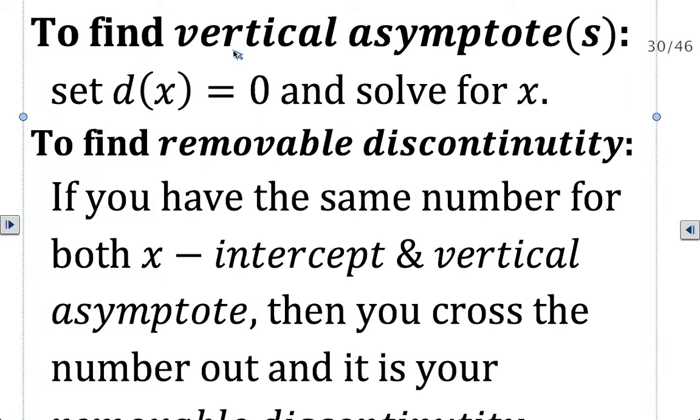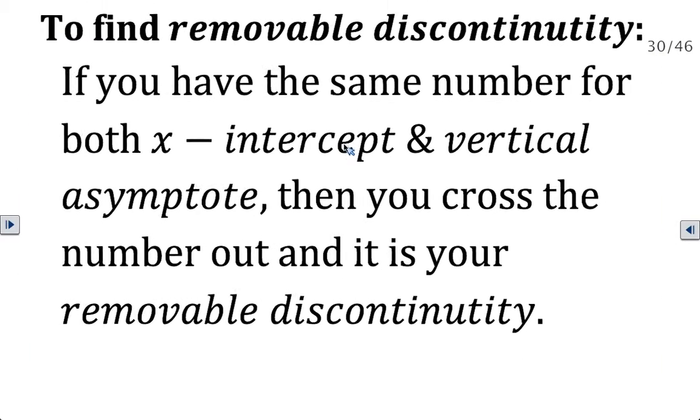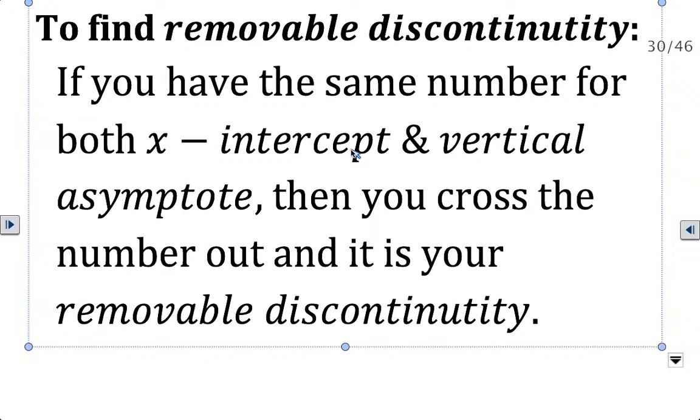All right, so to find the vertical asymptote, set the denominator equal to 0, solve for x. If you have more than one factor, you'll set both factors equal to 0 and solve for x. And then for your removable discontinuity, if you have the same number for both an x-intercept and a vertical asymptote, then you'll cross that number out and it is going to become your removable discontinuity.